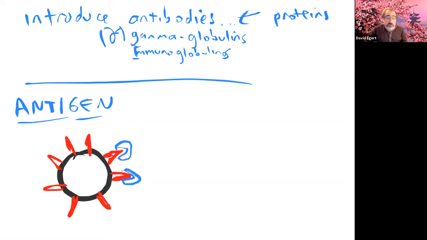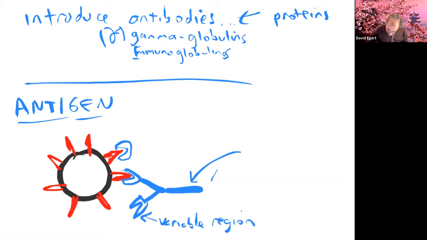An antibody to the coronavirus is going to, antibodies have what we call a variable region. So this is my antibody here. An antibody has this region that fits like a lock and key and recognizes and binds to a specific antigen.